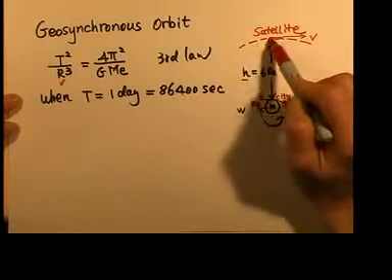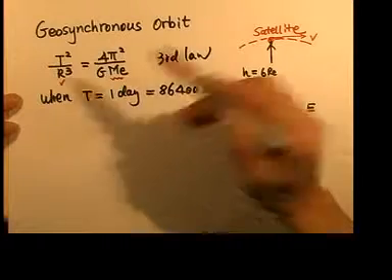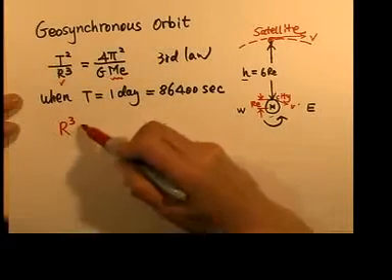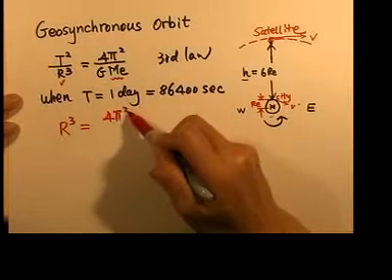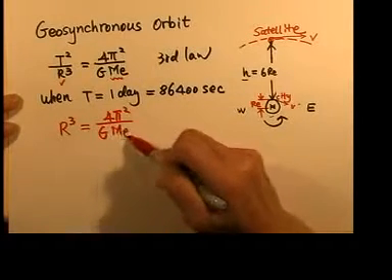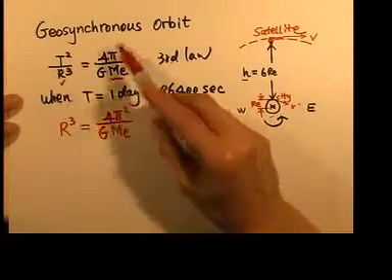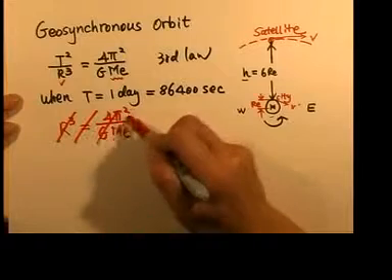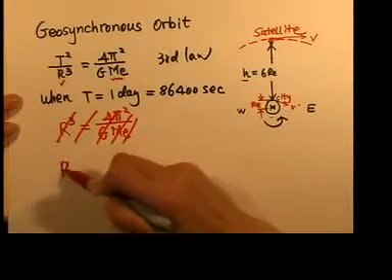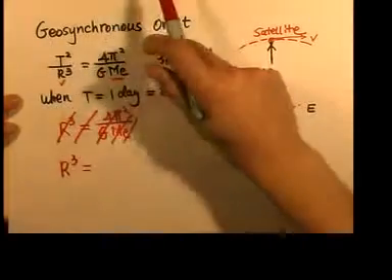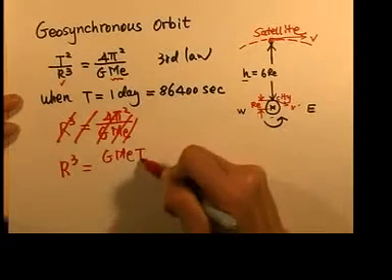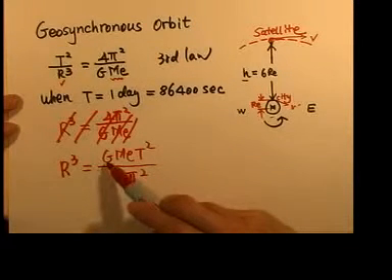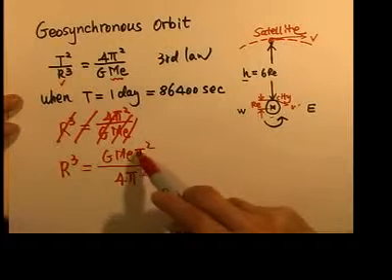Again, the satellite rotates around the Earth, so this is the mass of the Earth. Since we are interested in R, we need to place everything else on the other side. So R cubed equals G M_E T squared on the numerator and 4 pi squared on the denominator. If we plug in the right numbers for capital G, mass of the Earth, and be careful with T, you cannot plug in 1 day because everything must be in SI units.